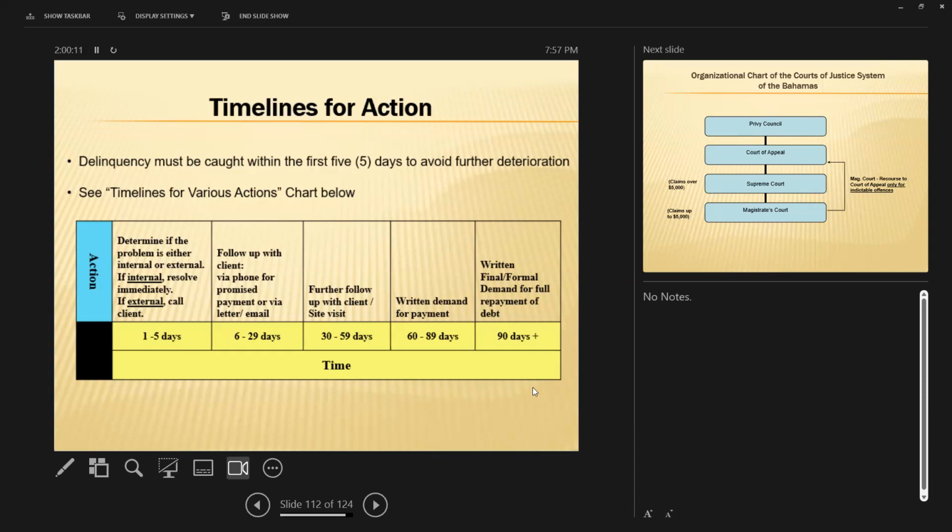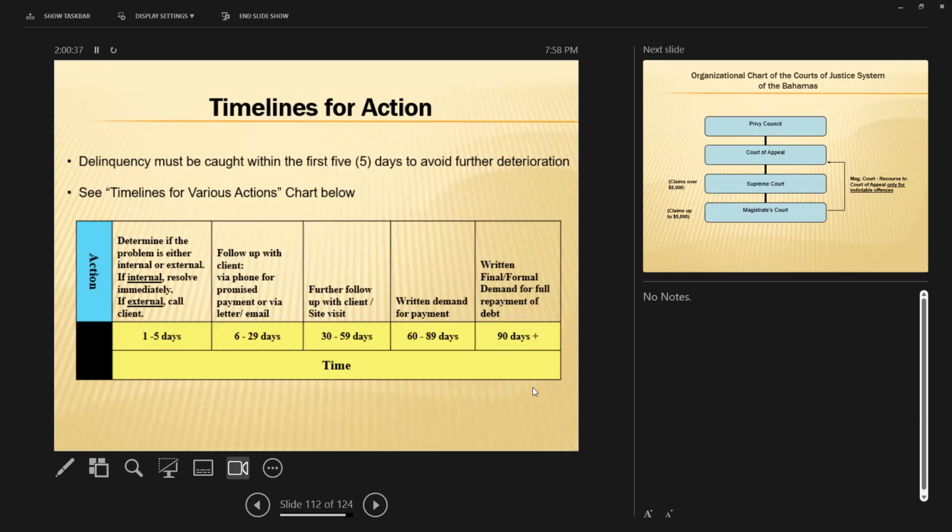Basically, in the first 1 to 5 days, you determine whether the problem is internal or external. If internal, resolve it immediately or quickly. If external, you call the client. Between 6 and 29 days, you follow up with the client either by phone, letter, or email.